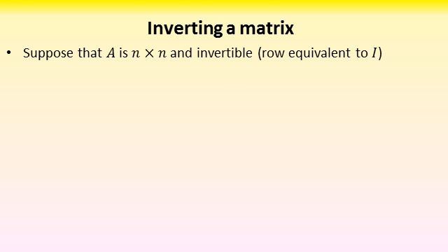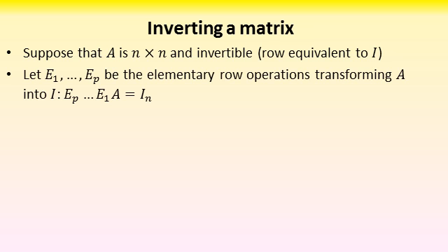Well, if it's invertible, then we know it's row equivalent to the identity matrix. That means that I can always find a sequence of elementary row operations such that when they're applied to A, it will give me the identity matrix. So let's say that I need P of those elementary row operations. And let's call the elementary matrices that we need to transform A into I, E1 through EP.